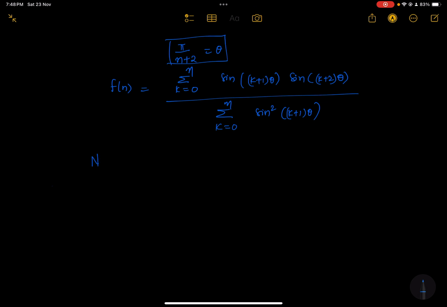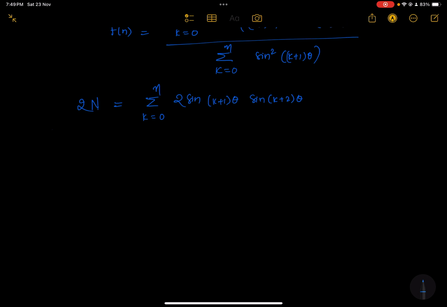Instead of solving the whole function, let us deal with the numerator first. Let us denote that by capital N. So this is sine (k plus 1) theta sine (k plus 2) theta. Let us multiply the numerator on both sides by 2. So this is in the form of 2 sine a cos b, sorry, this is in the form of 2 sine a sine b. That will be cos of (a minus b) minus cos of (a plus b).